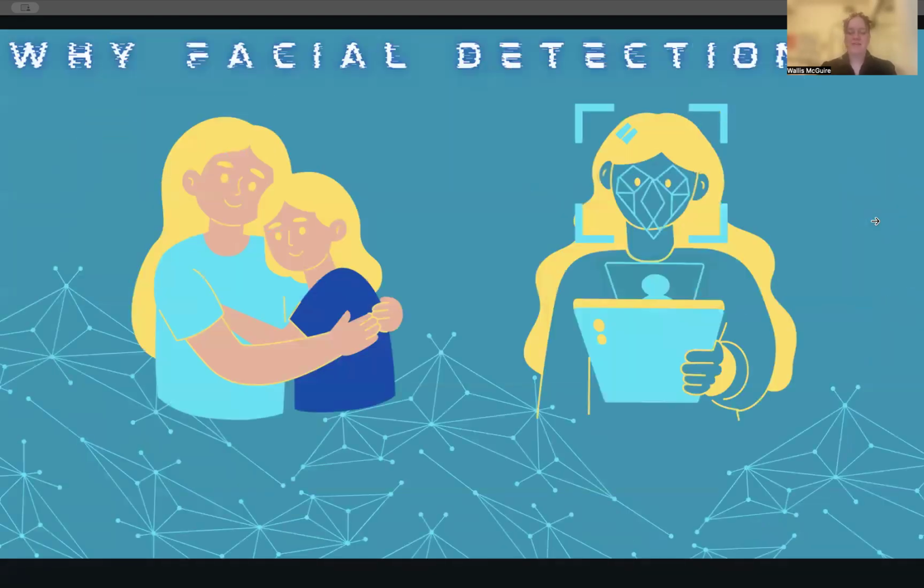So why facial detection? Well, I was on my sister's phone and it accidentally locked on me. And if I angled it just right, I was able to get back into her phone. So I was able to unlock it. And it got me thinking, how does facial detection and Face ID on your phones even work?